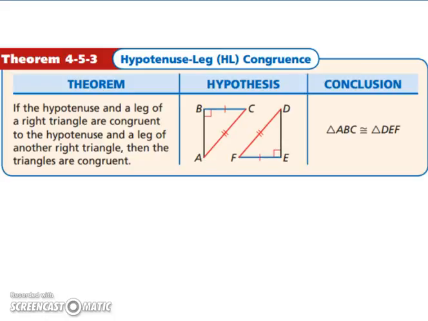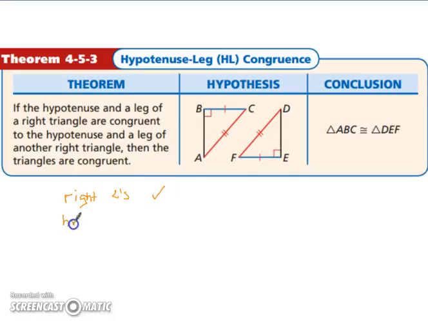Let's look at one more. We have the hypotenuse leg congruence theorem. If the hypotenuse and a leg of a right triangle are congruent to the hypotenuse and a leg of another right triangle, then the triangles are congruent. I like to think of this one as my checklist one. Okay, do we have right angles? Right angles. Alright, we're good.